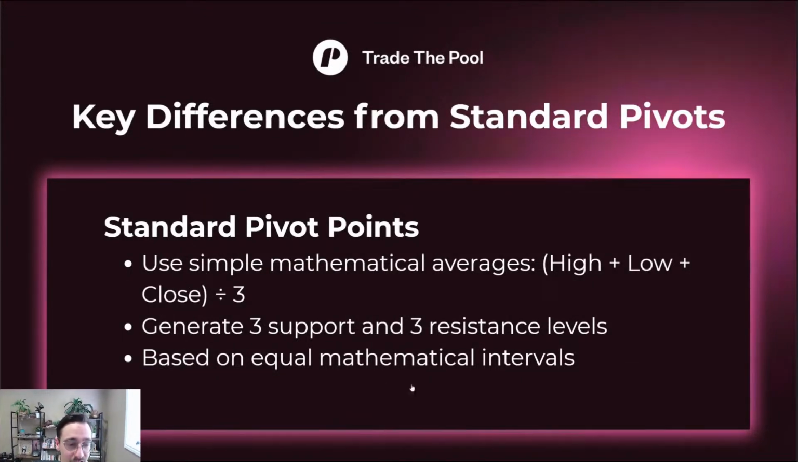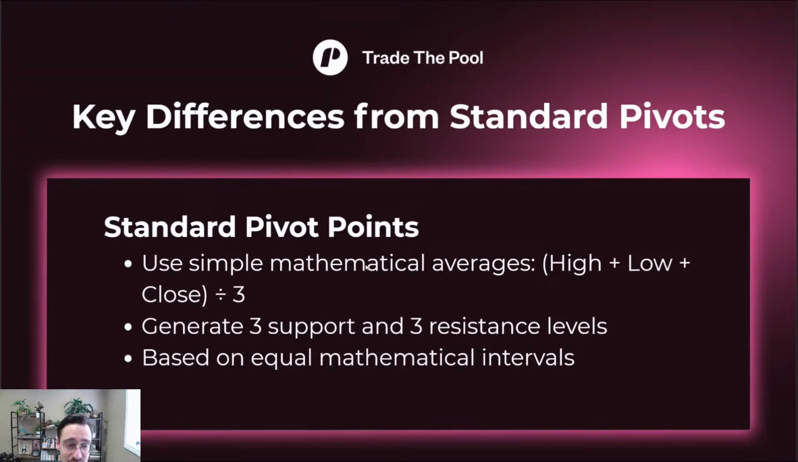So the standard pivot points are just going to use simple mathematical averages. It's like the high plus the low plus the close divided by 3, something like that. They generate three support and resistance levels typically. They're based on math, of course, but they're kind of rudimentary. You won't notice as much fine-tuned interplay with these levels as you will with Camarilla levels, I've noticed.